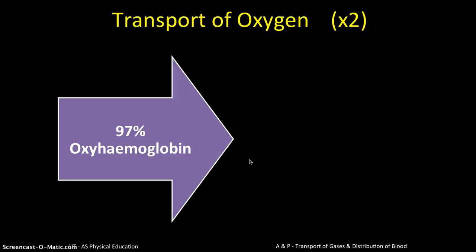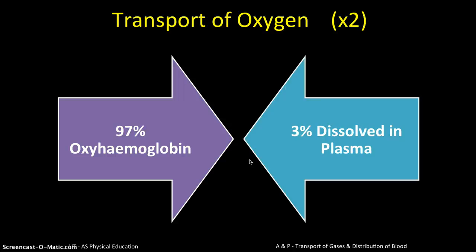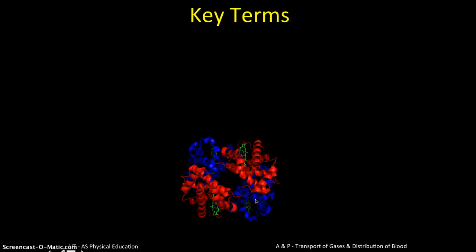So the two ways to transport oxygen, the majority is carried by the hemoglobin as oxyhemoglobin. 97% of the oxygen is carried as hemoglobin, and 3% just dissolves into the plasma, just stays as part of the plasma and is carried around in the watery fluidy part. But the majority of oxygen is transported as oxyhemoglobin. You need to know the numbers here, so the 3 and 97.